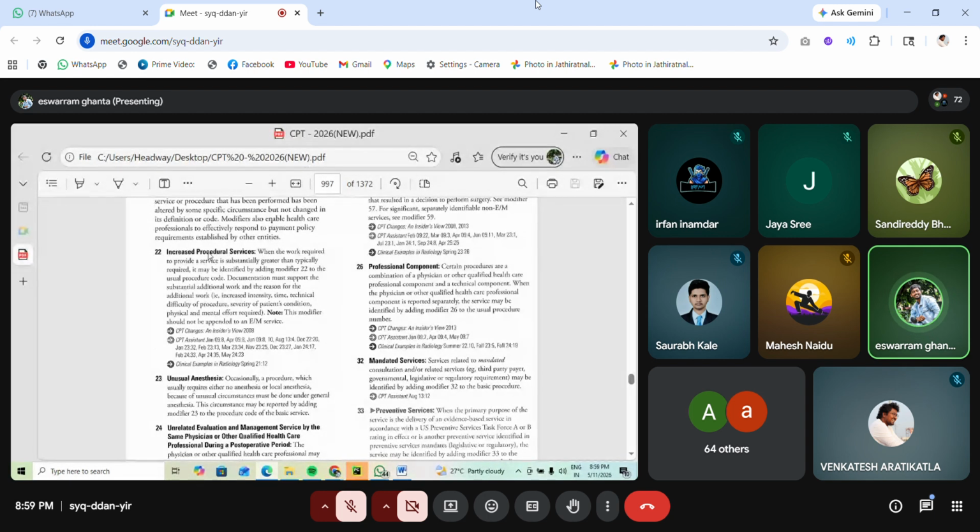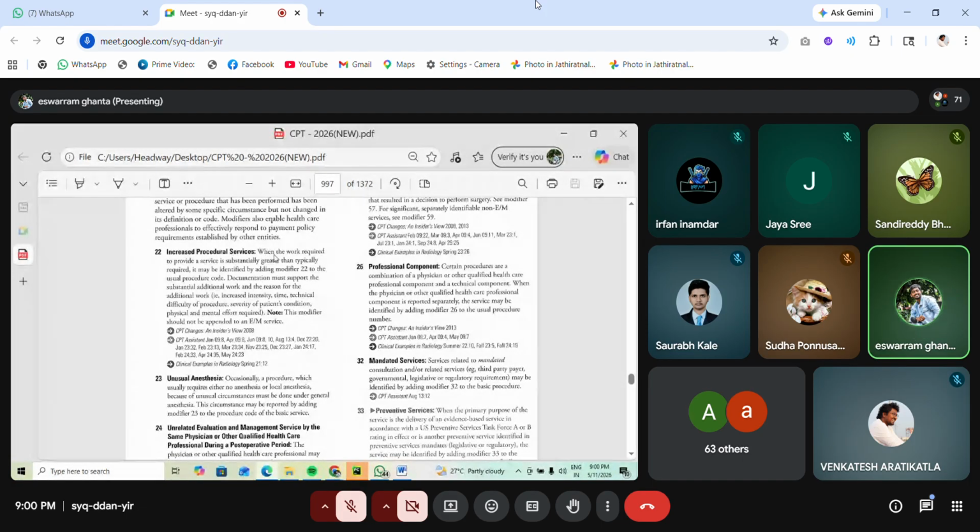22 means increased procedural service. Even you need to know this for your interview performance. Okay, 22. Coming to 22, it is an increased procedural service. That means the patient went to the hospital, the physician had done a procedure, and that procedure's cost is increased. Increased procedure costing may increase, or maybe time may also be increased.